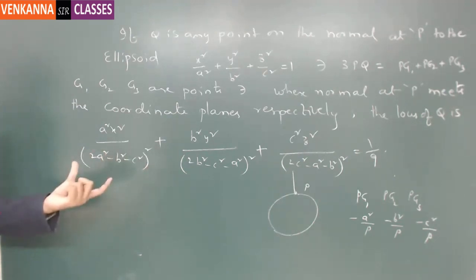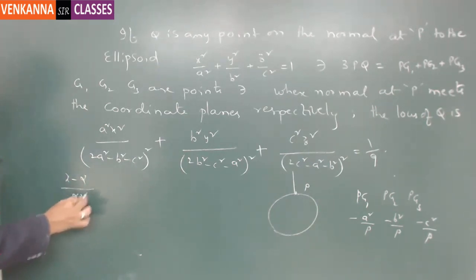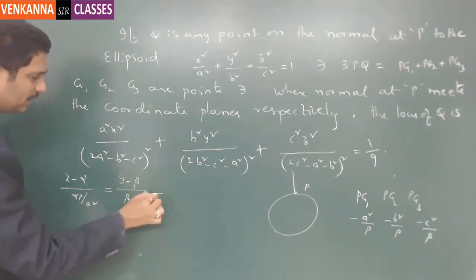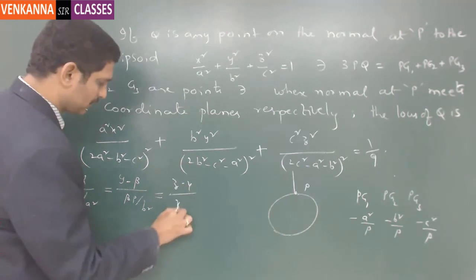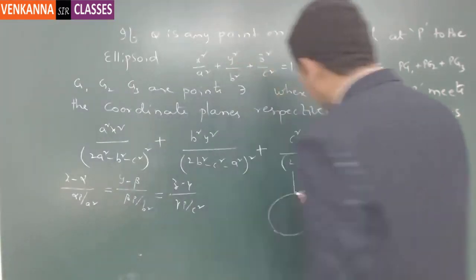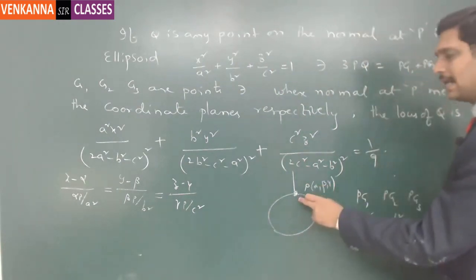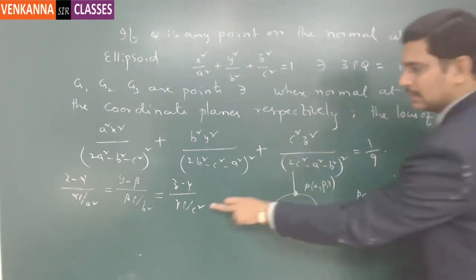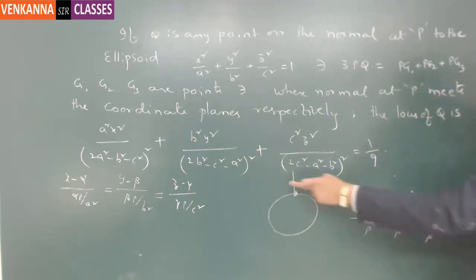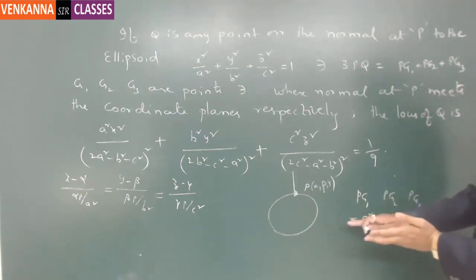Understand that by default I have taken the normal equation as (x minus alpha) by (alpha p by a square), (y minus beta) by (beta p by b square), (z minus gamma) by (gamma p by c square). Understand one thing, that the point P(alpha, beta, gamma) is on the given ellipsoid, and at this point you are considering a normal to it. This is the equation of the normal, and these are the actual distances if the normal meets the three coordinate planes. This is one part you have to understand and present in the exam.